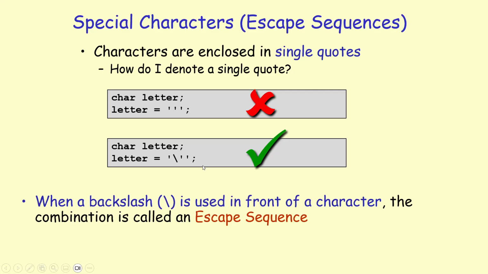The character with a backslash in front of it is called an escape sequence or a special character in C, C++. And a lot of the programming languages that came after C have adopted this convention in a sense.